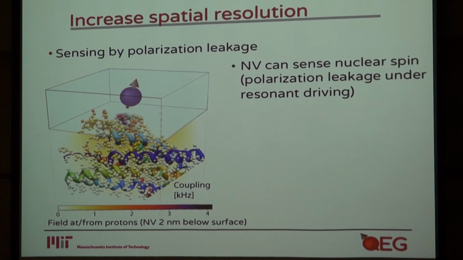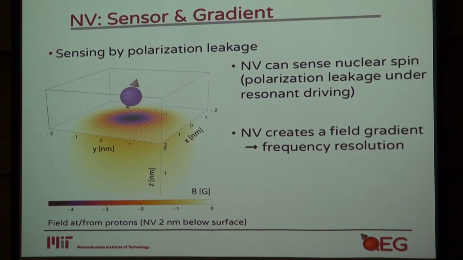But again, it's not enough to really distinguish individual nuclear spins. So what we did was to say, well, we want to add some extra field gradient. Similarly to what we did, if you remember, in the Hamiltonian engineering for quantum information transport, in order to achieve a frequency filter, which will allow us a better spatial resolution.